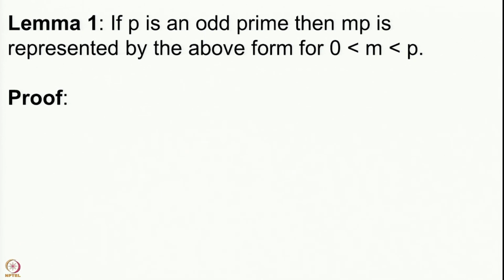Suppose p is an odd prime, then mp is represented by the above form for some 0 less than m less than p. What we want to prove is that p is represented by this form. So, we would eventually prove that m is equal to 1.